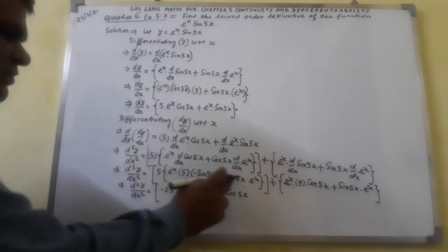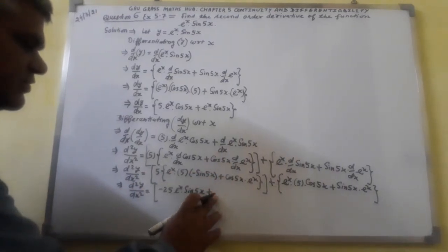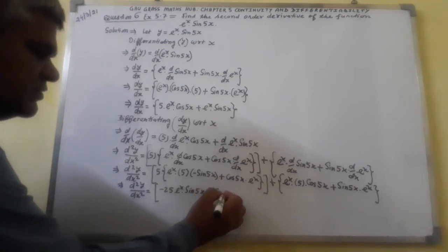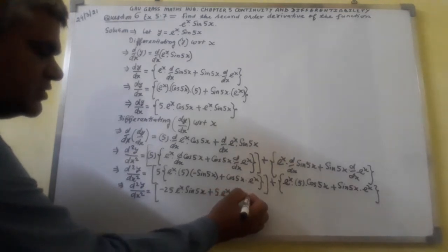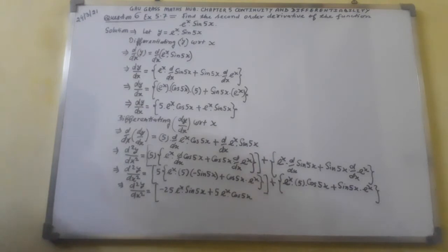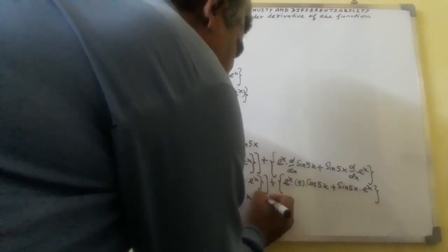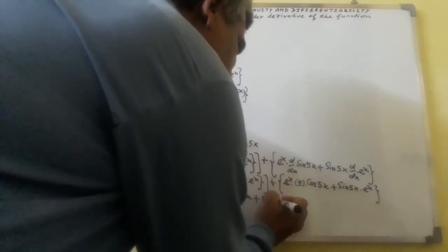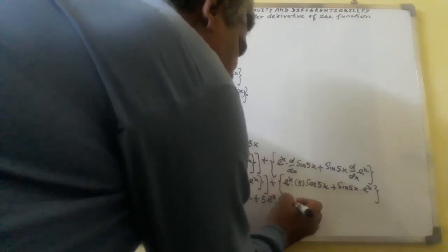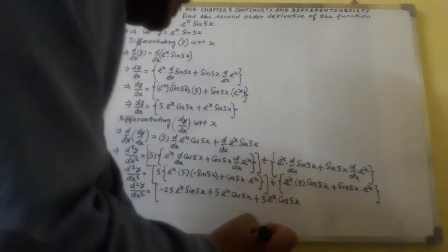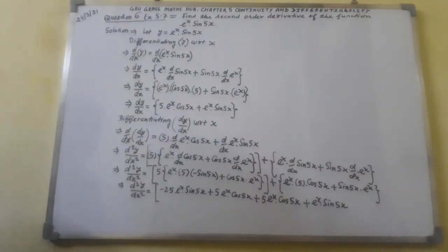Here this 5 will multiply to this term also, so here write 5 e raised to power x dot cos 5x plus 5 e raised to power x dot cos 5x plus e raised to the power x dot sin 5x. This thing you have got here.